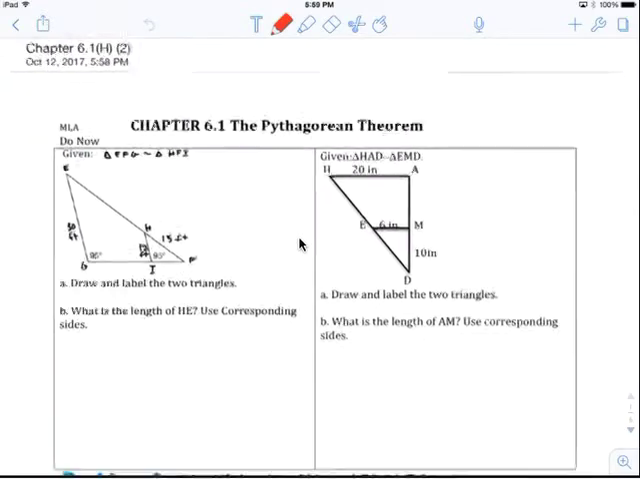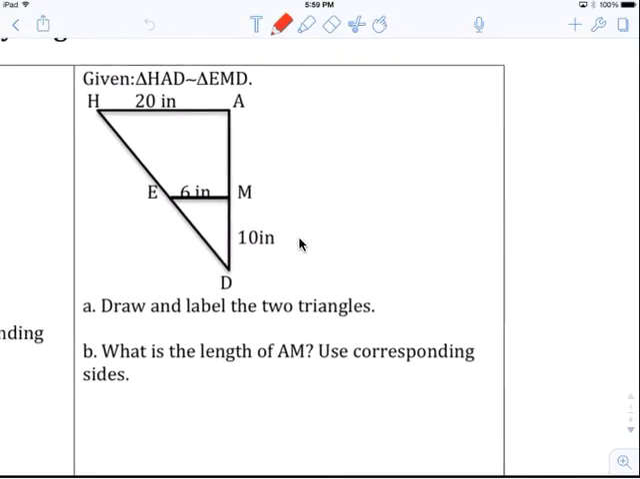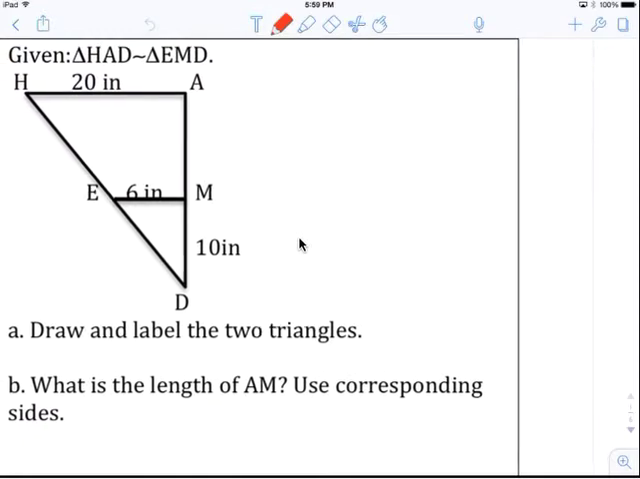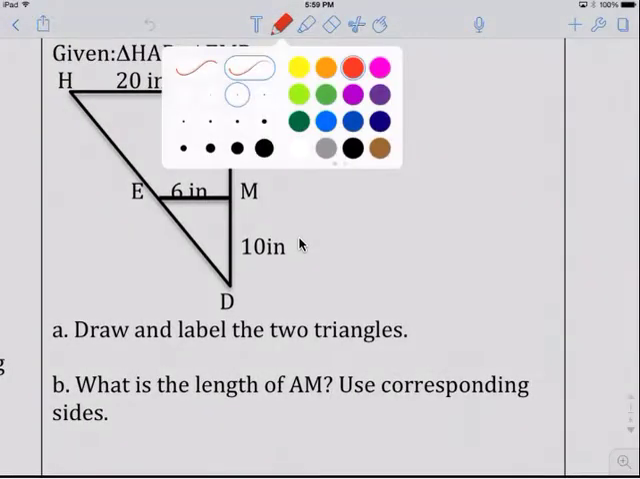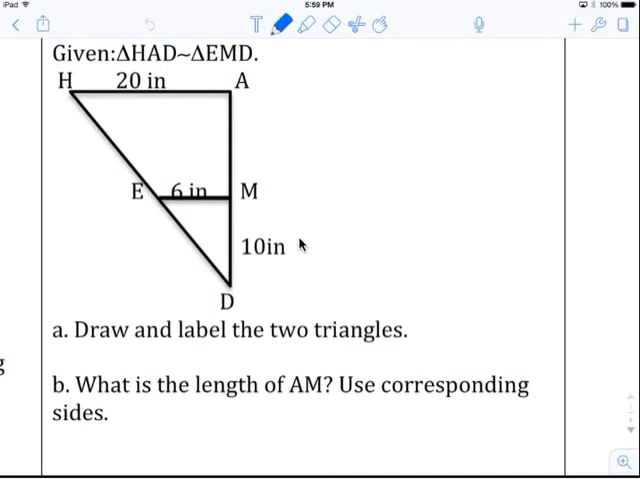This is your homework. I said in class that I would do this one, because some students were still having trouble. I was trying to help as much as I could. Okay, HAD. I'm going to start with this triangle first.